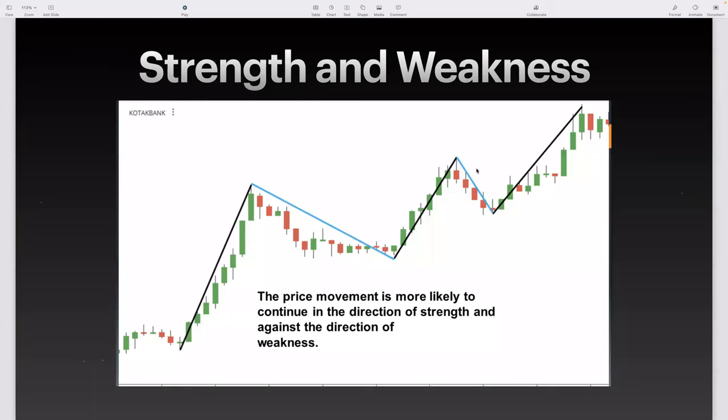And so this is letting us know that, right here, the fact that this pullback was much less than this one means this move is going to continue up, and for a while. Again, this is on any time frame we're looking at. If we see this on our daily time frame, we expect it to go up a long, long while, versus something like this on the 5 minute, which is probably a move that will happen that day.